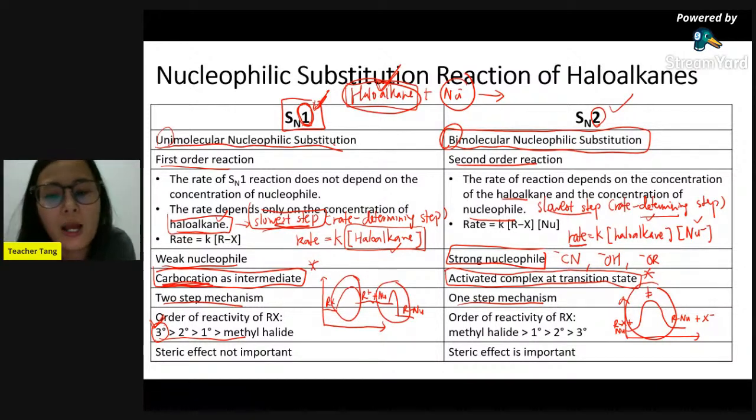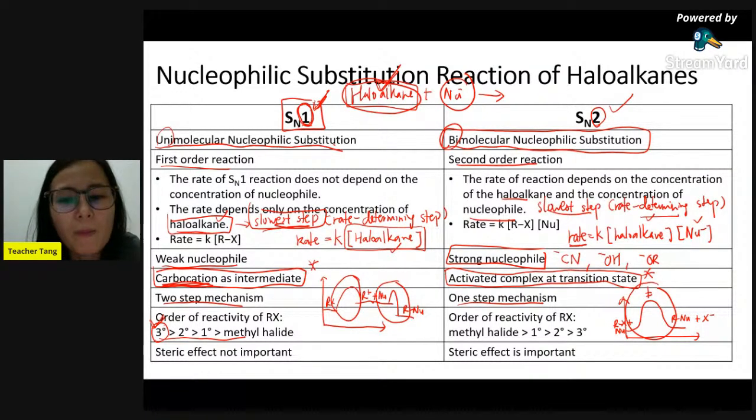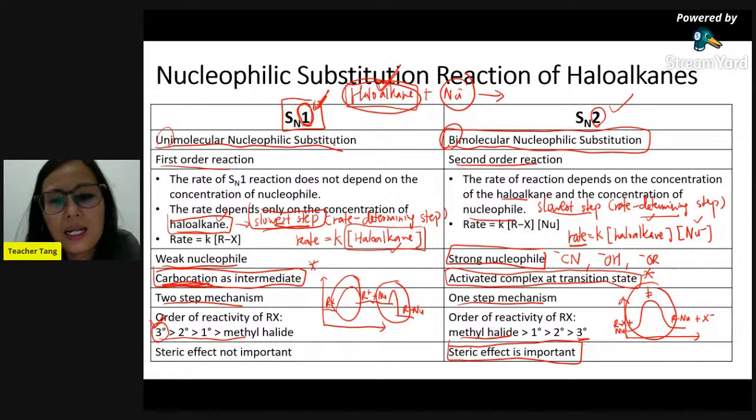For SN2, the reactivity decreases from methyl halide, so methyl halide is the most reactive, to tertiary haloalkane. I will explain in detail later on why. Because in SN2, steric effect is important. A larger steric effect means it is less likely to undergo SN2. We are going to look at this in detail later on.